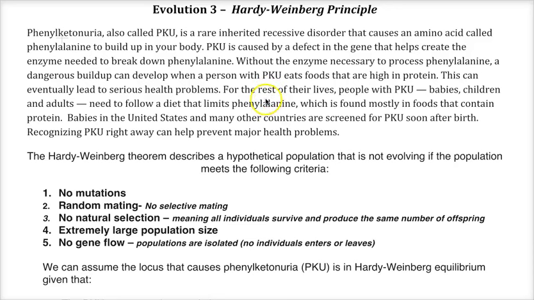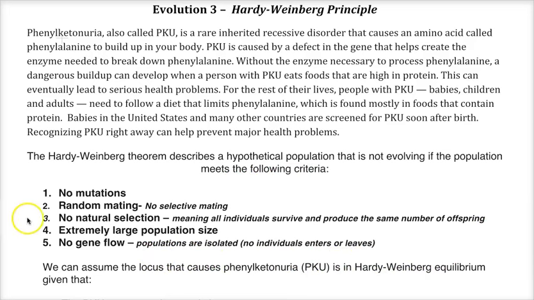We're talking about the Hardy-Weinberg Principle today, and this theorem or postulate describes a hypothetical population that is not undergoing evolution, but only if there are no mutations, no random mating, no natural selection going on, extremely large population size, and no gene flow. So if these five things are occurring, you could be in a scenario where your population is not undergoing any evolution.